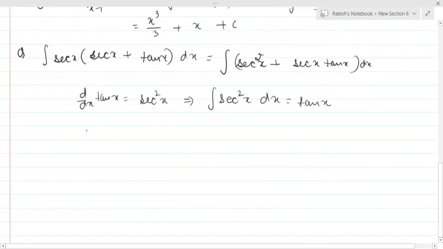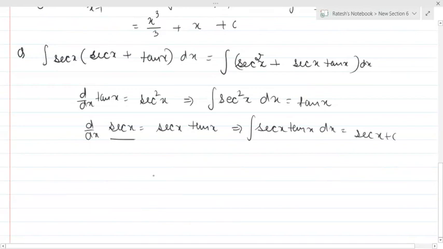Okay, and similarly, what was the d/dx of secant x? It was secant x tan x. So similarly, what will be the integration of secant x tan x? It will be secant x, plus c. Okay, so these two formulas we will apply in the above expression. Okay, let's start.